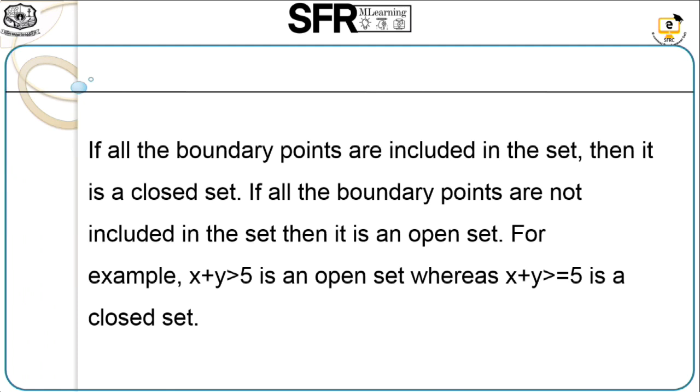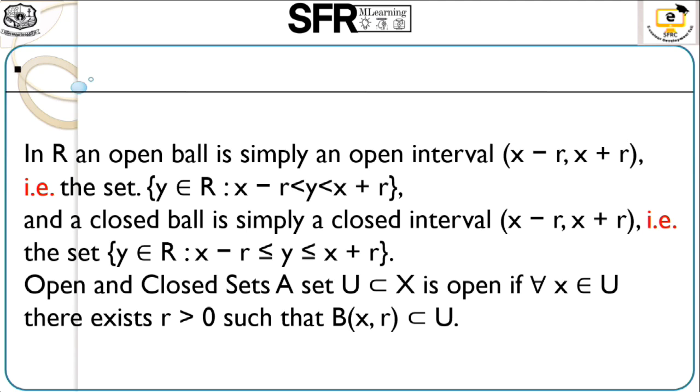Suppose A is not equal to empty, then we have a point x belongs to A, that point also belongs to Ai. Since Ai is open, there exists an open ball B of x comma r such that B of x comma r is a subset of Ai. Therefore, B of x comma r is contained in A, it is a subset of A. Therefore, A is open. Hence, we can say that the union of a family of open sets is open.